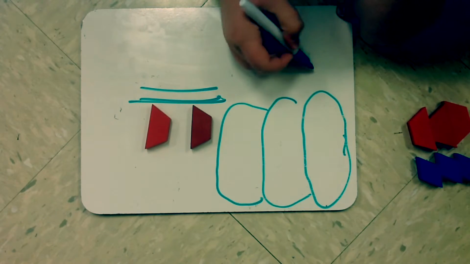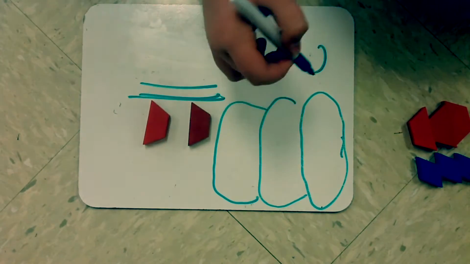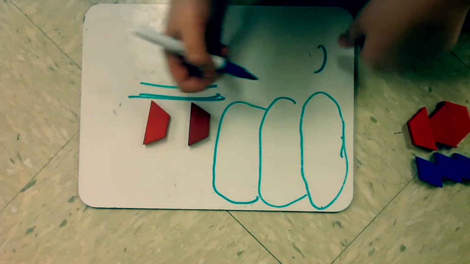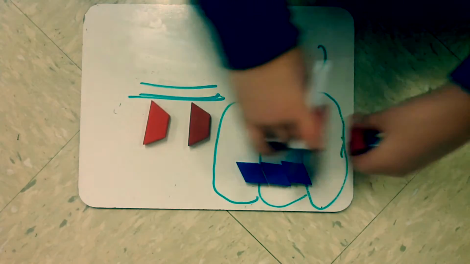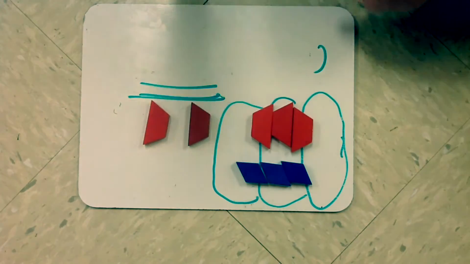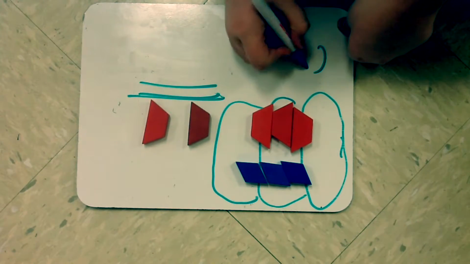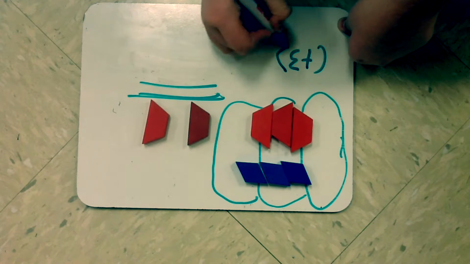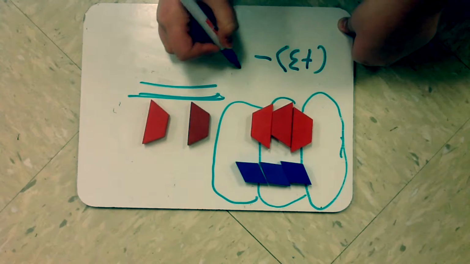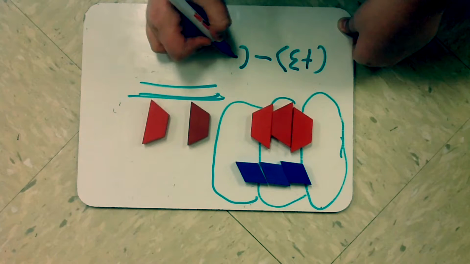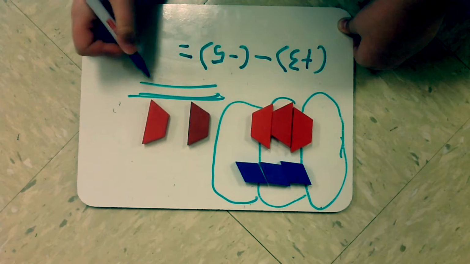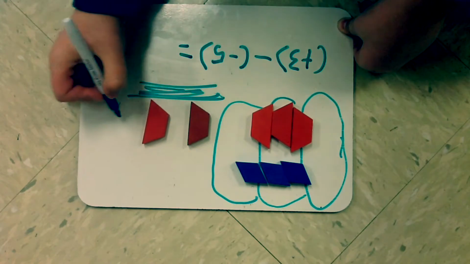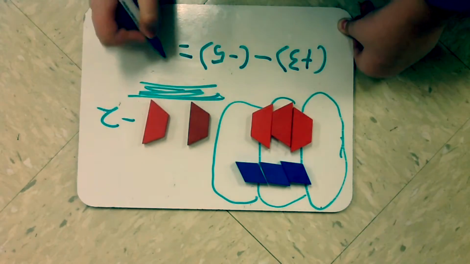Okay, let's find our formula. So what we had from before is positive 3 and negative 5. So positive 3 minus negative 5. Now, what does that give us? That gives us these, negative 2.